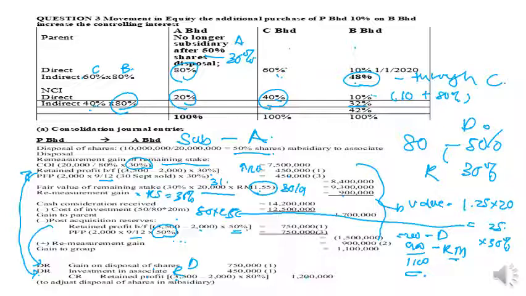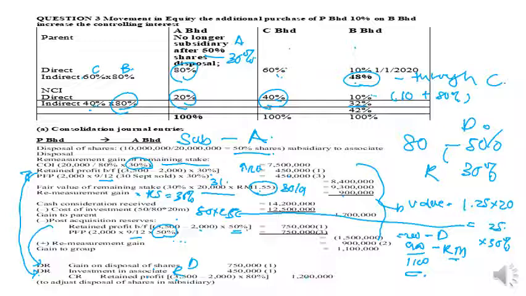Next we need to calculate the gain on the disposal. The cash consideration that we receive when you dispose is 14.2, minus the cost of investment. The cost of investment is 50% times 25, where 25 is the value of the company, so you have 12.5. So the gain for the parent here is 1.7.